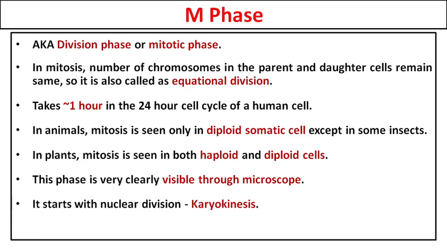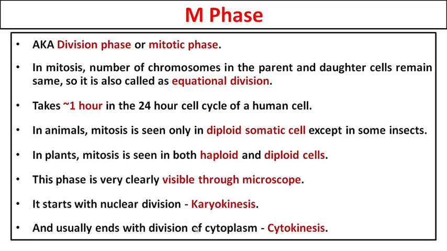It starts with nuclear division, which is called karyokinesis. Again, this word karyo means nucleus, kinesis means division, and it ends with division of cytoplasm called cytokinesis.